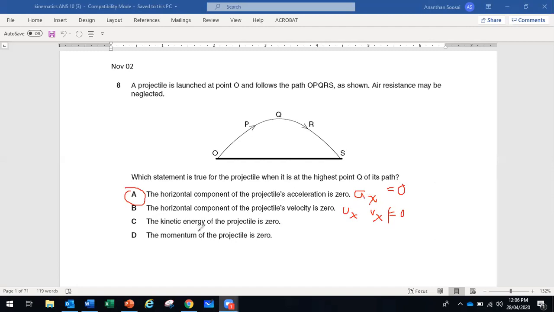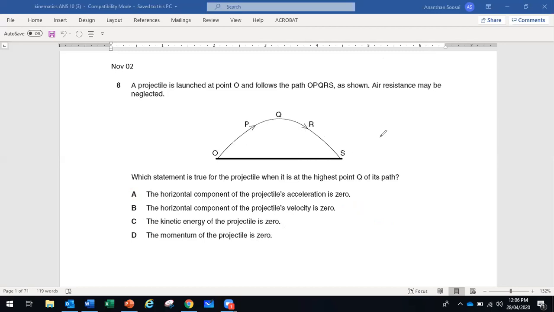So C, the kinetic energy of the projectile is 0. You have to put it into consideration: when you go to the top, is the kinetic energy 0 or does it have a minimum value? It has a minimum value. So C is no, it has a certain minimum value. D, the momentum of the projectile is 0. No, if it has kinetic energy, it should have momentum, so it also can't be 0. So the answer is A.